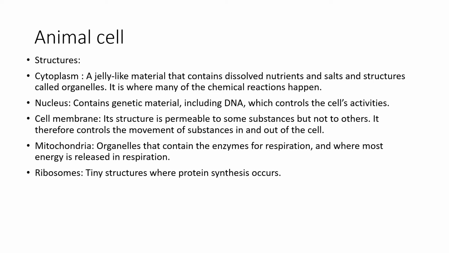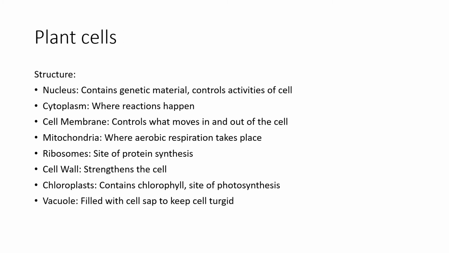Mitochondria. So these are organelles that contain the enzymes for respiration and where most energy is released in respiration. Ribosomes are tiny structures where protein synthesis occurs, which is the creation of protein. For a plant cell, so they have 3 more structures than an animal cell. So they also have a nucleus, which contains genetic material and controls activities of the cell. They have a cytoplasm, it's where reactions happen. They have a cell membrane, which controls what moves in and out of a cell. They also have mitochondria, where aerobic respiration takes place, and ribosomes, which is a site of protein synthesis.